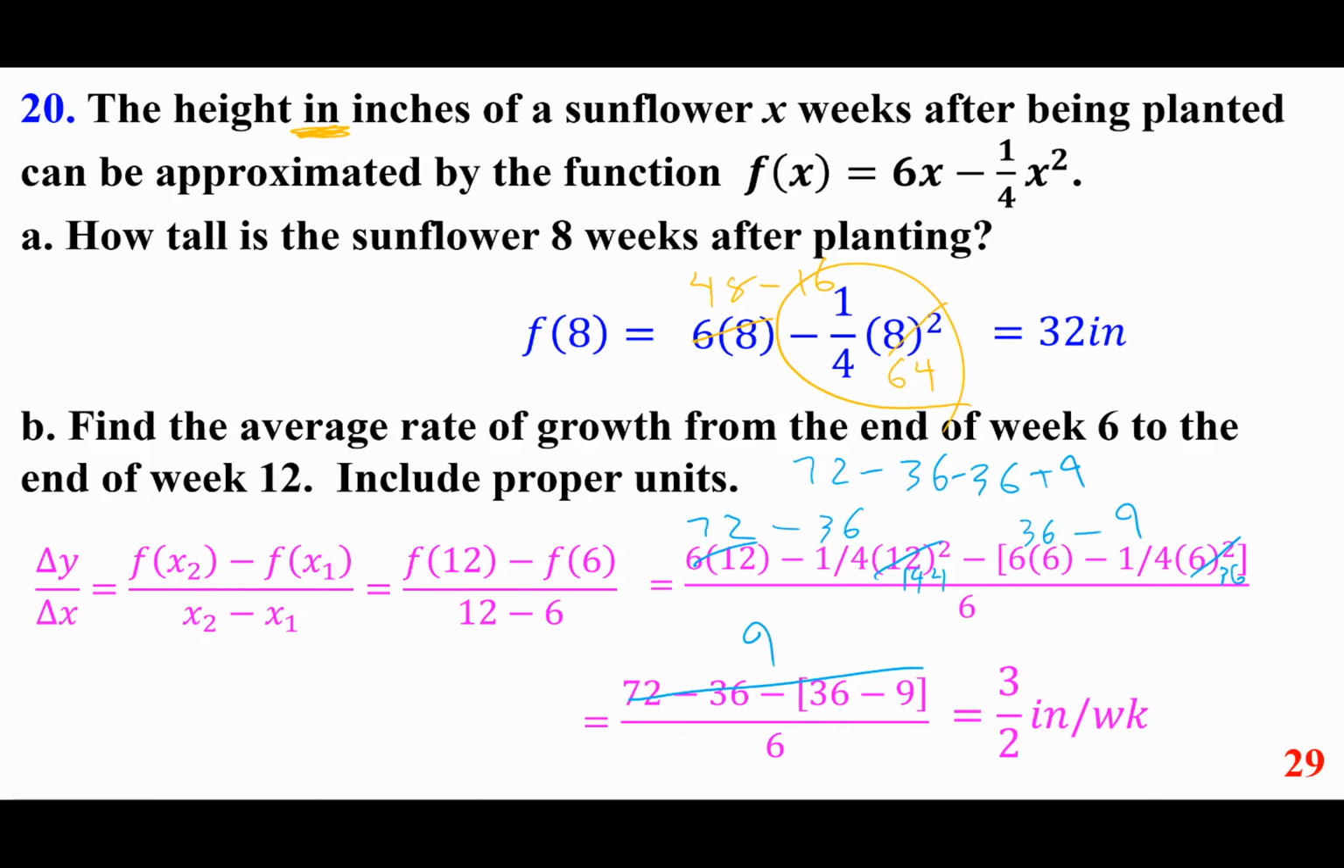Now, units of the numerator over the units of the denominator: inches per week. Because this is the number of weeks, this is the height. Therefore, what it means is on the average from week 6 to week 12, the sunflower was increasing at an average of 3/2 of an inch per week. That's the meaning of it.